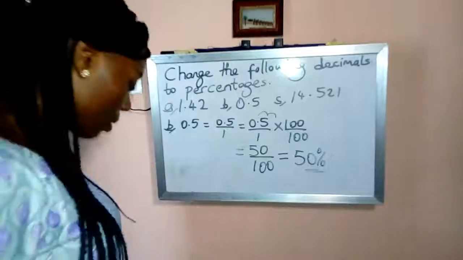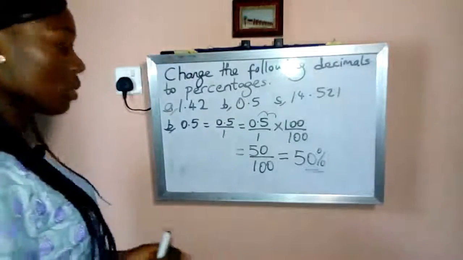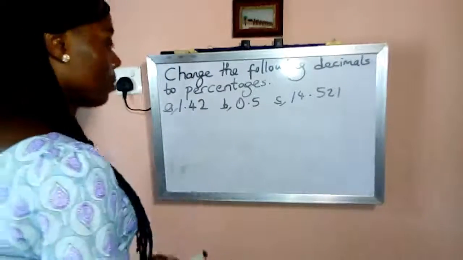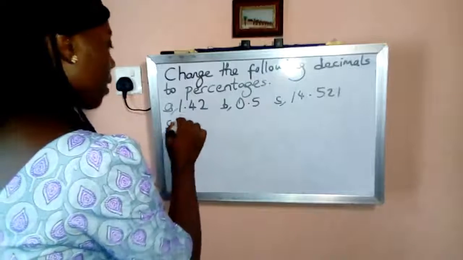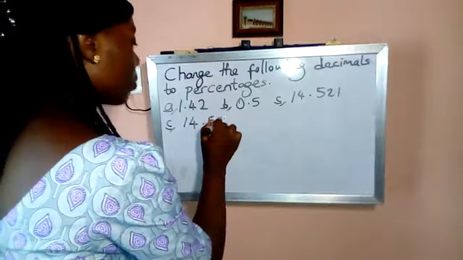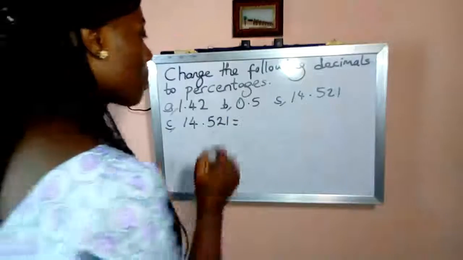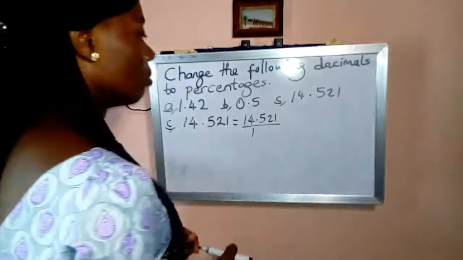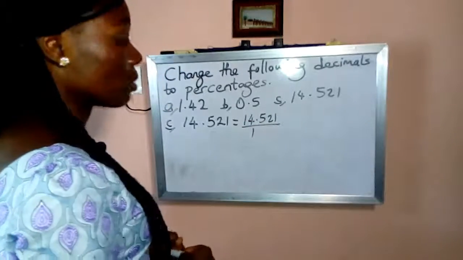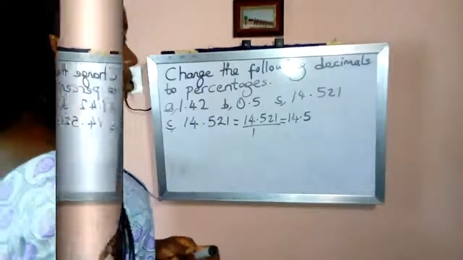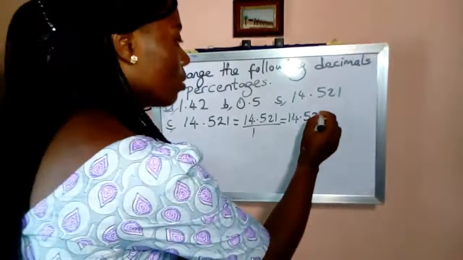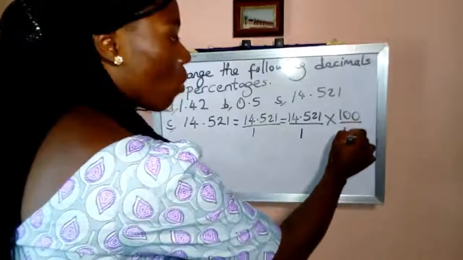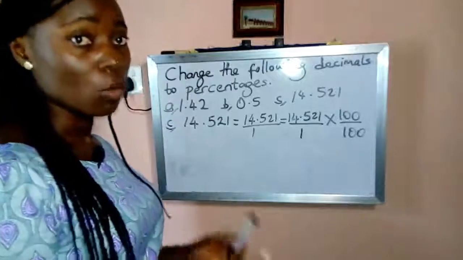Alright, let's see the last question. We have 14.521. Let's use the same method. We have 14.521 all over 1. We're going to introduce my 100 over 100. So I'm going to have 14.521 over 1 times 100 over 100. I have not changed the question.